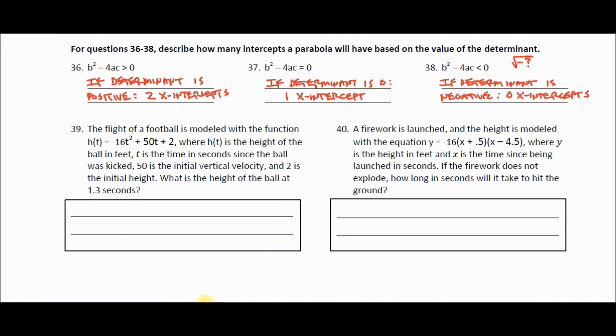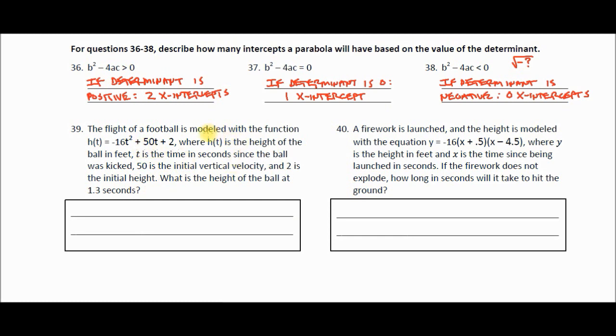Number 39 and 40. Number 39. The flight of a football is modeled with the function h of t is equal to -16t squared plus 50t plus 2, where h of t is the height of the ball in feet, t is the time in seconds since the ball was kicked, 50 is the initial vertical velocity, and 2 is the initial height. What is the height of the ball at 1.3 seconds?